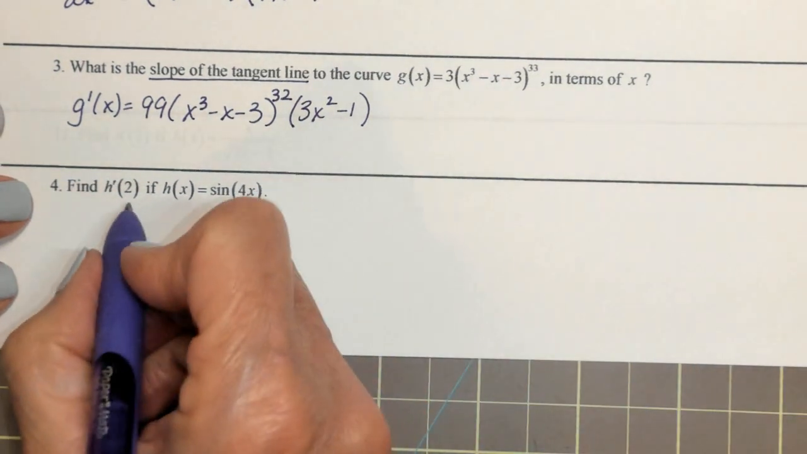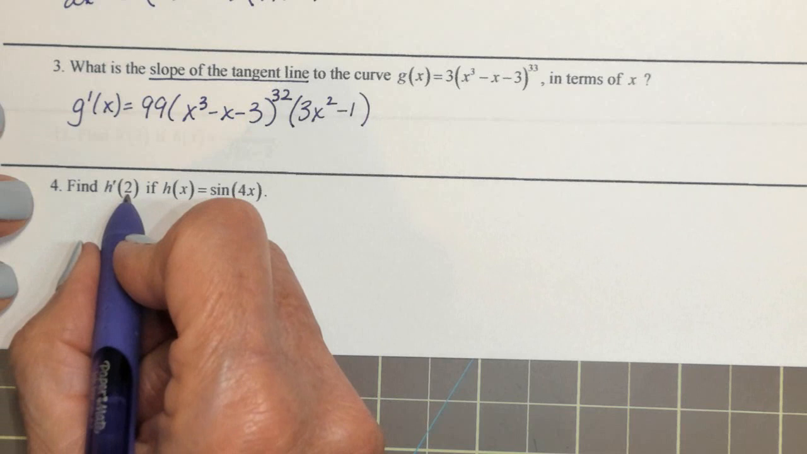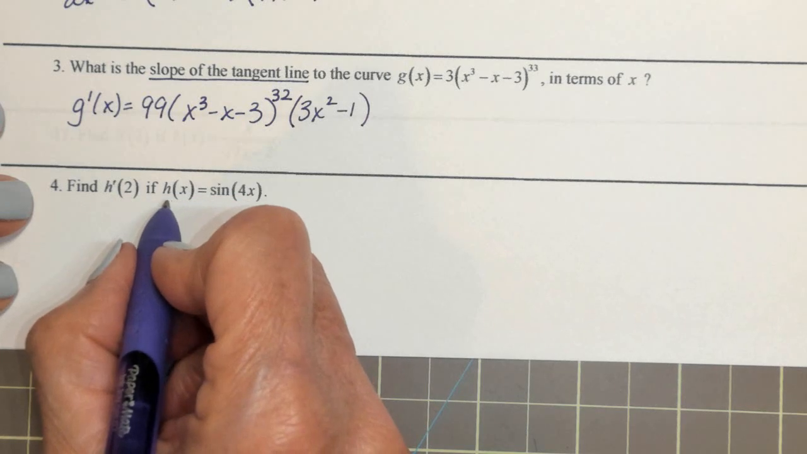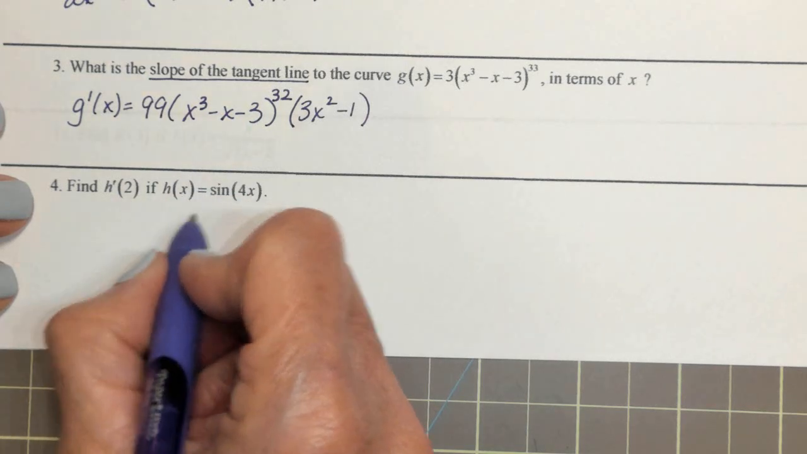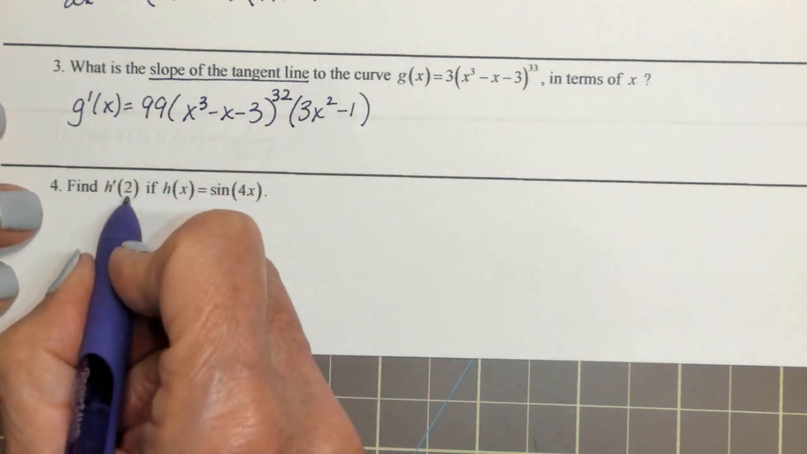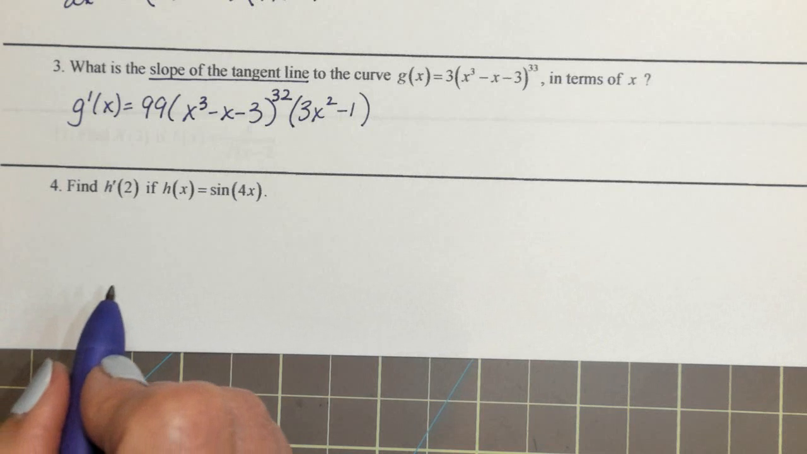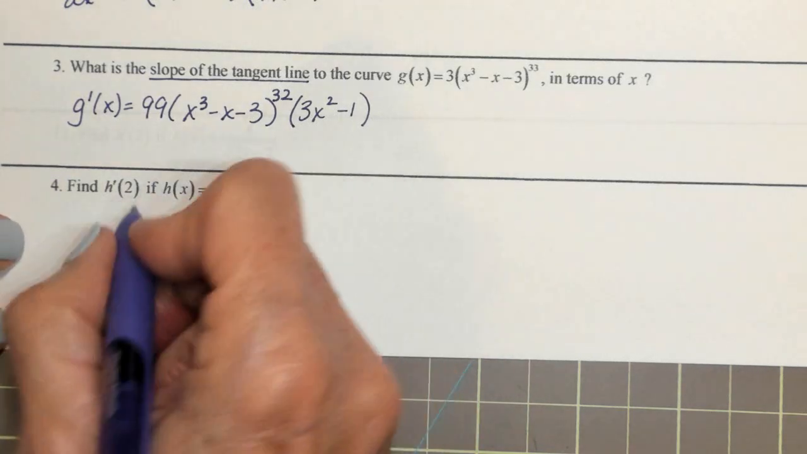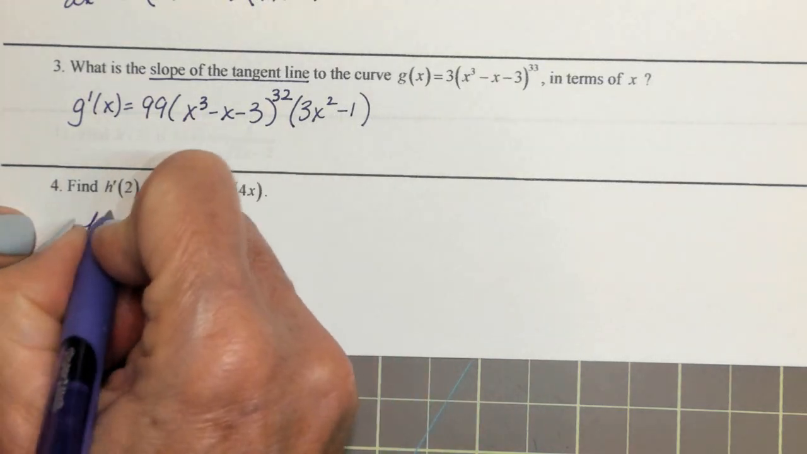Okay. Let's find h prime of 2 if this is h of x. I am not sure why I put a 2 there. I probably meant that to be some kind of a pi thing, but whatever. We'll do whatever they tell us to do here.